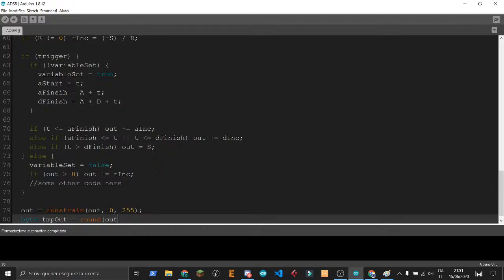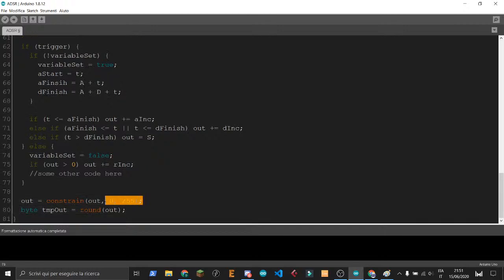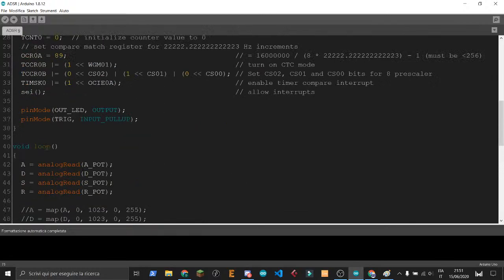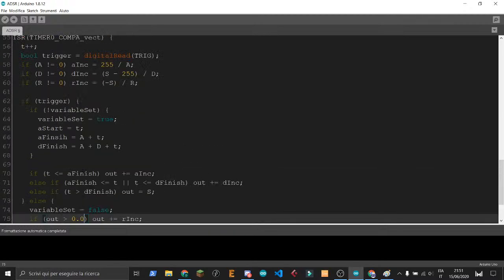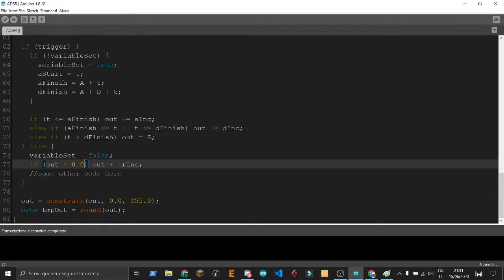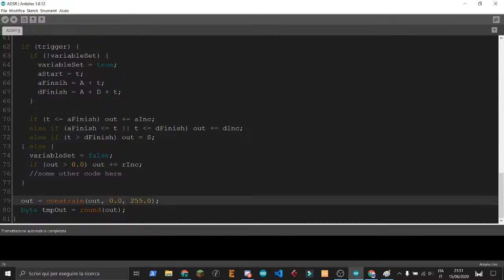Yeah, I can just say round, because I need to take the floating point value, because even if we constrain the value from 0 and 255, I think I need to add comma 0.0, because I don't know. I might need to do all this actually. So even if we constrain it between integer values, we basically need to convert it to its integer representation.